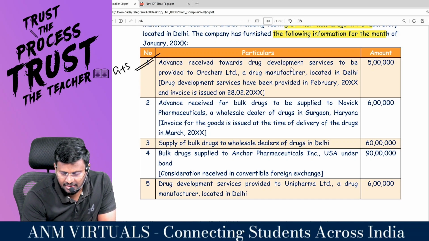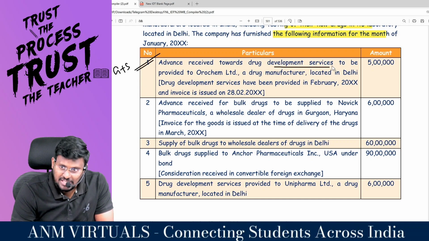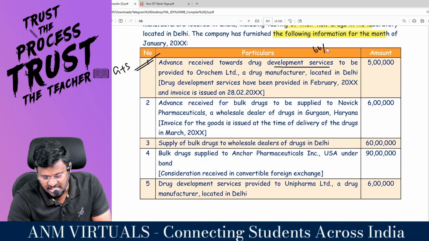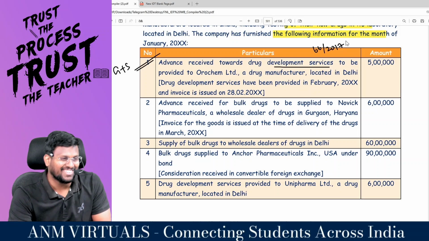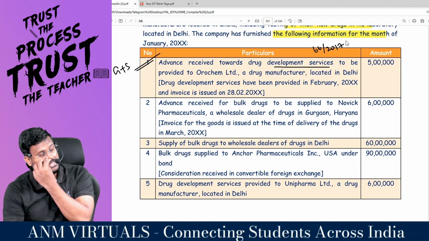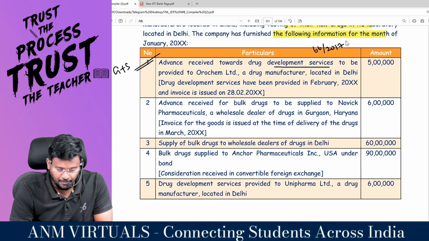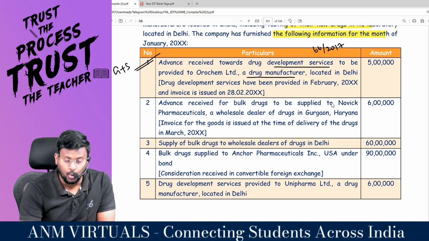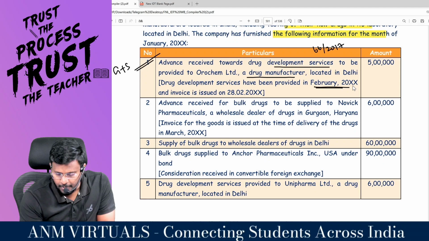Advance received towards drug development services, not goods. Only for goods, notification number 66/2017 will be applicable. For services, the notification will not be applicable. Time of supply: date of invoice or date of payment, whichever is earlier. Drug development service is to be provided to O Limited, a drug manufacturer located in Delhi. Drug development service has been provided in February.